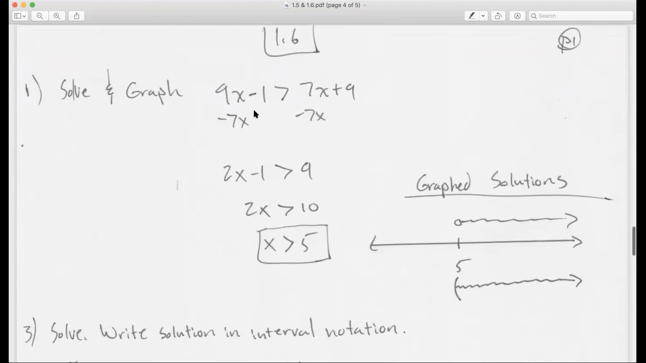1/6. All right, here's the first one. Take a look at it, internalize it.